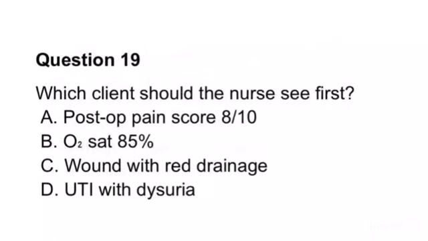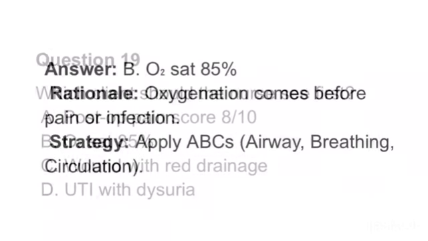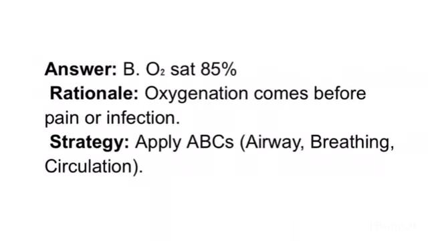Question 19. Which client should the nurse see first? A. Post-op pain score 8 out of 10. B. O2 sat 85%. C. Wound with red drainage. D. UTI with dysuria. Answer, B. O2 sat 85%. Rationale, oxygenation comes before pain or infection. Strategy, apply ABCs, airway, breathing, circulation.